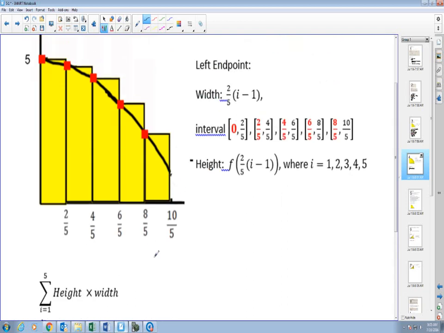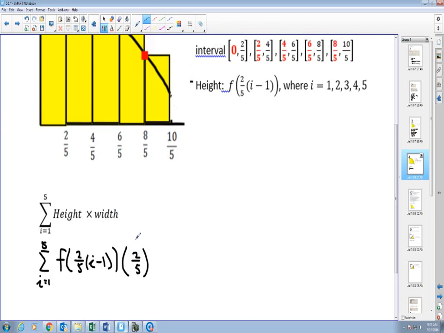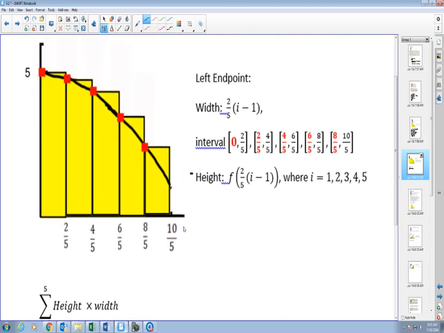Oh, excuse me. The height is still... I don't know what I'm writing here. The width is still 2 over 5 when I write it out, because they're all equal width still. So the left endpoint of any one of these has to be 2 over 5 times i minus 1. If you take a look at the last one, which is the 5th rectangle, 5 minus 1 is 4, 4 times 2 is 8. So that's why the very last one is 8 over 5.